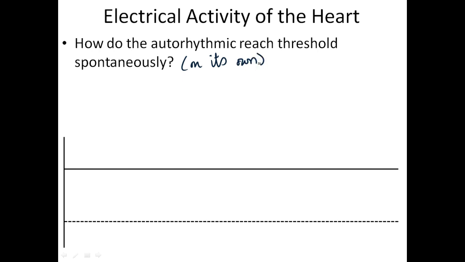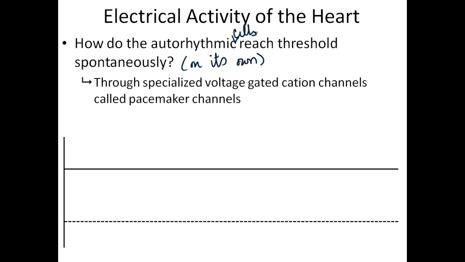How does this occur? Well, this occurs primarily because these autorhythmic cells possess specialized voltage-gated cation channels that allow for this to occur. And these special voltage-gated cation channels are referred to as pacemaker channels.